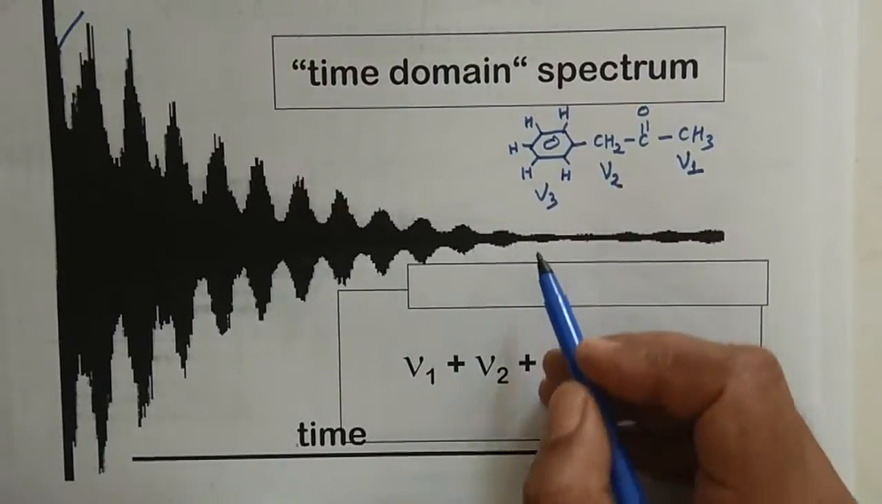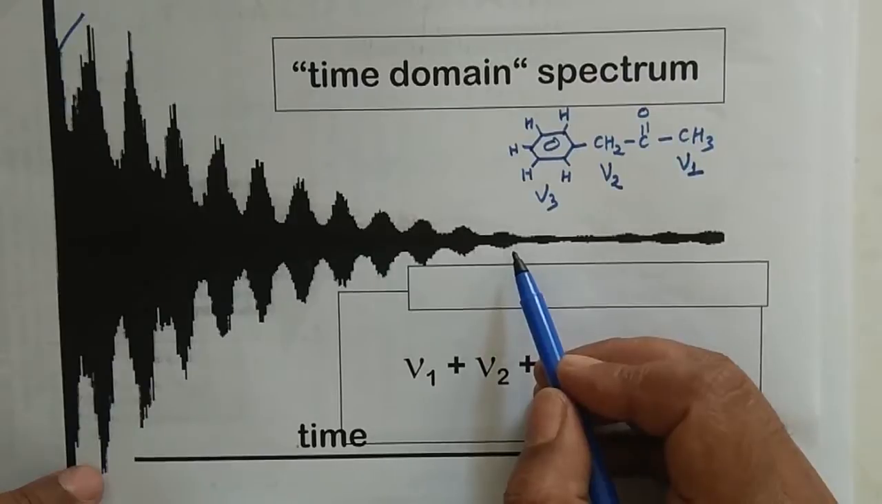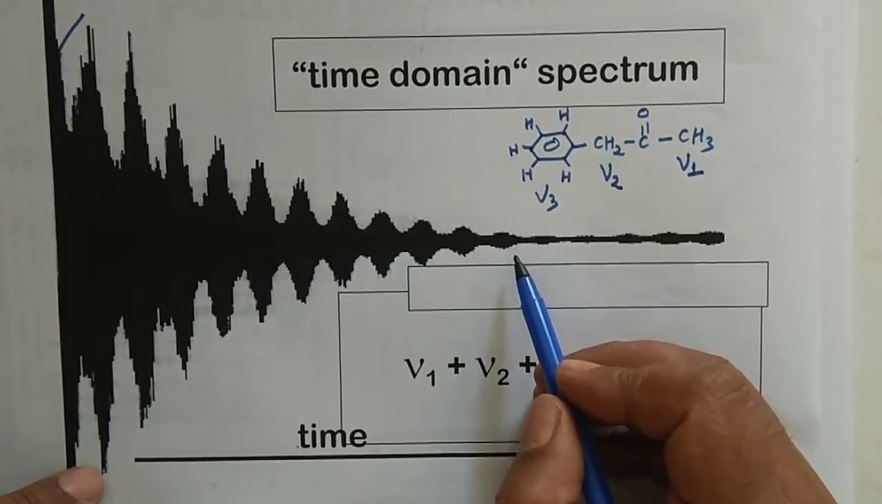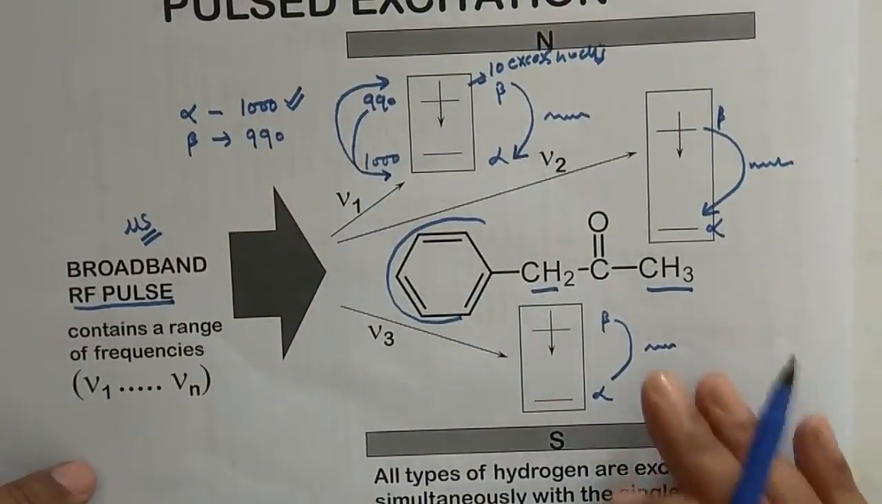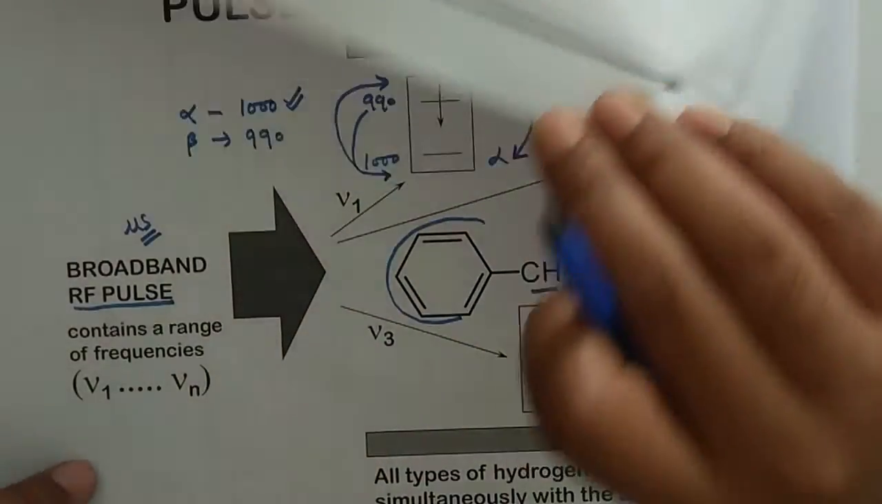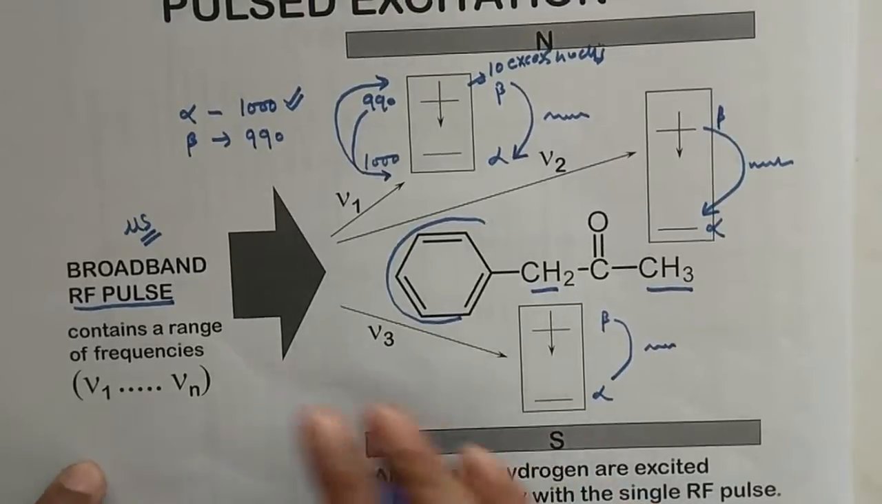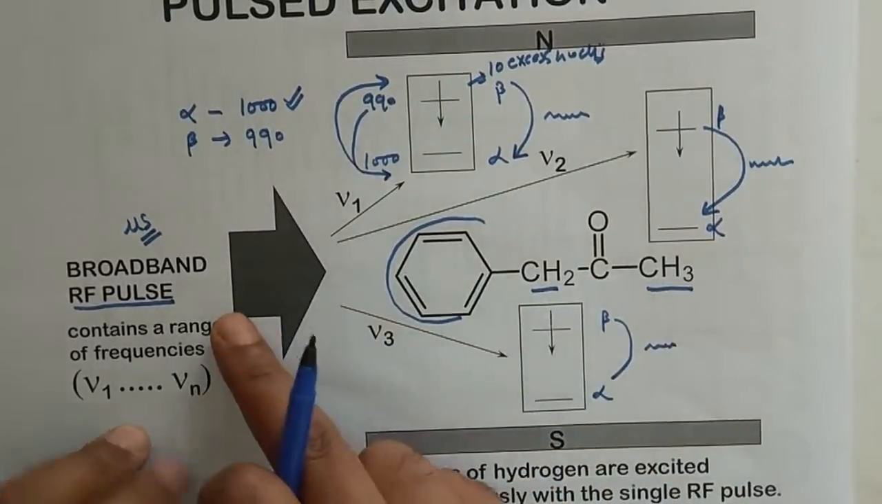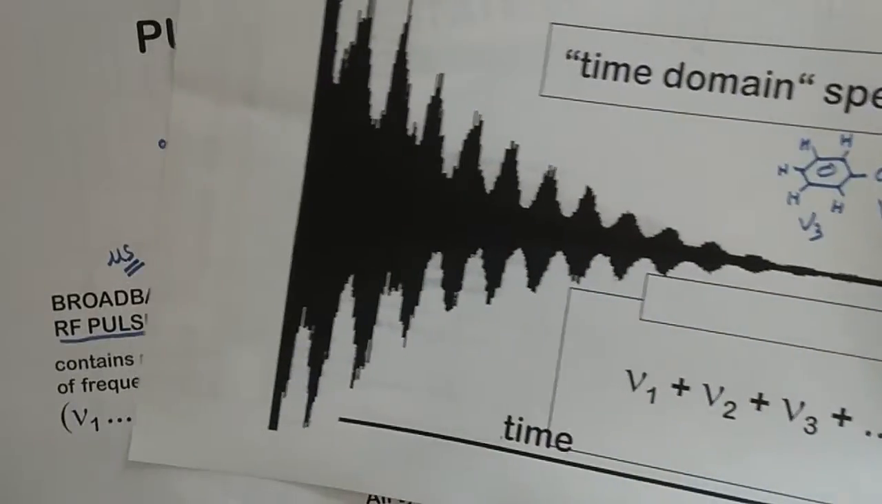We process this FID through the computer, which is equipped with Fourier transformation. Fourier transformation is a mathematical technique which we generally exploit in NMR spectroscopy to get the spectrum. So these are the 3 different frequencies, and I should have shown this particular slide first to you. This was the situation, and once you do this pulse excitation, you will get this FID.